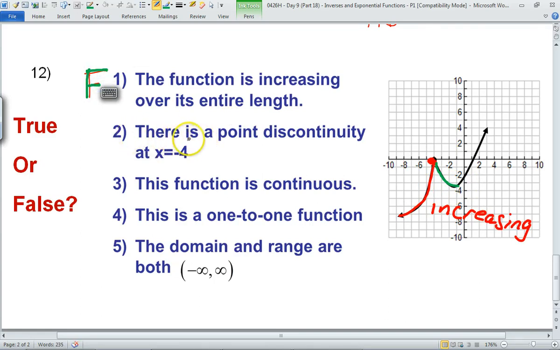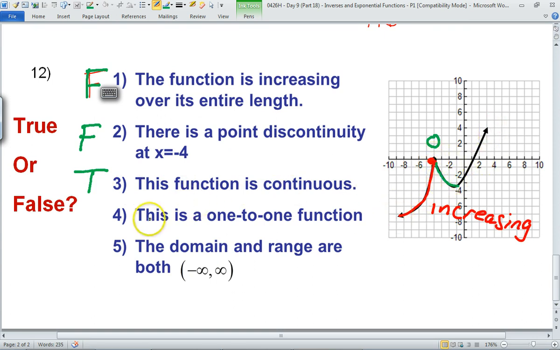Problem number 2. There is a point discontinuity at -4. Is this a discontinuity? No, this is not a discontinuity. That is false. Remember, a discontinuity is a gap. It would be like an empty hole there, or some sort of a break. So this is continuous. That's why number 3 is true. This function is continuous, meaning there are no breaks anywhere. It's connected all the way across.